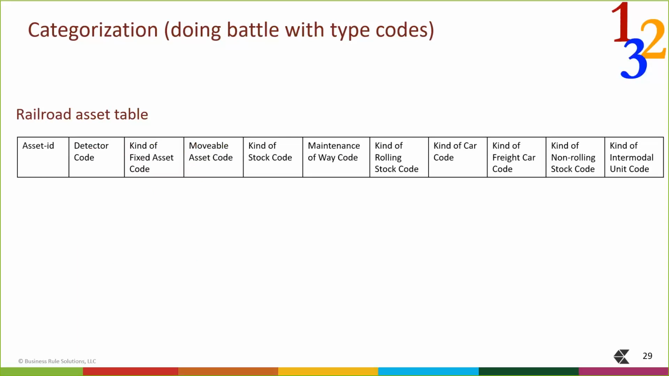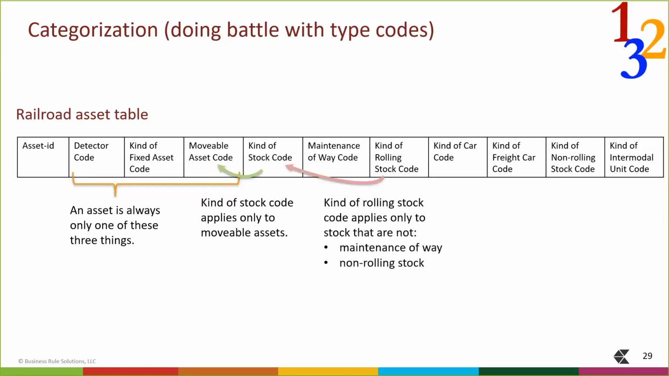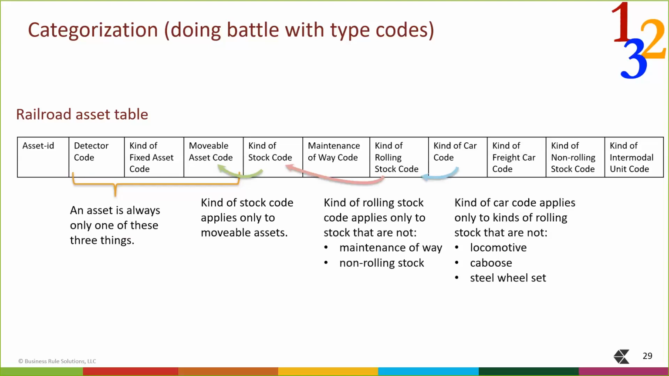Okay, still not clear? All right, let me give you a little bit more help sorting out these type codes. An asset can be only one of three things: a detector, which is something that detects trains passing by on rails; a fixed asset, things that don't move, like railroad tracks and stations; and things that do move across the railroad tracks, like cars. And that's called stock equipment. Now, kind of stock code applies only to movable assets or equipment. Kinds of rolling stock, the code applies only to stock that are not maintenance of way or non-rolling stock. Kind of car code applies only to kinds of rolling stock that are not locomotive or caboose or steel wheel set. Now, are you getting a little bit better sense of this data now?